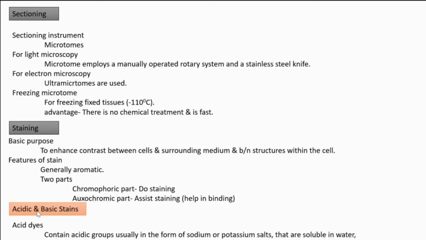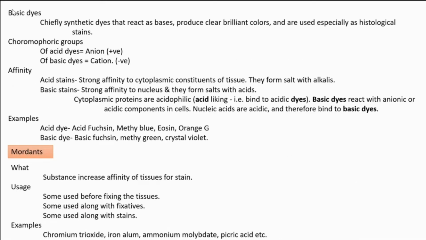Next are acidic and basic stains. There are two types of stain. Acidic stains or dyes contain acidic groups, usually in the form of sodium or potassium salts, and are soluble in water also. They are called acidic dyes, stains with acidic groups. Next, the basic dyes.